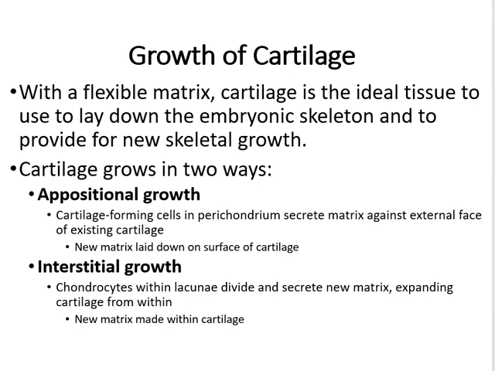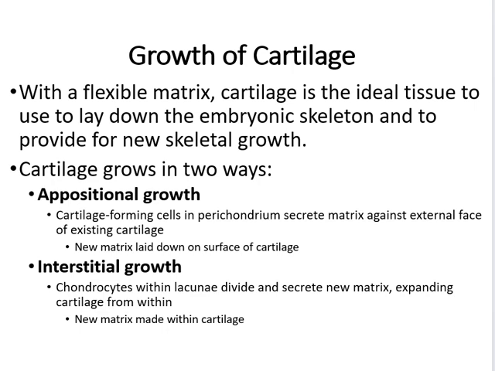We also want to talk about the growth of cartilage because it is a flexible matrix. It's a great tissue to lay down essentially as the basis for the embryonic skeleton because it's maneuverable, it can bend. Eventually, it will ossify and turn into skeletal growth. And so, for that reason, because most bone has a cartilage model before it turns into bone, cartilage growth is going to match skeletal growth. And cartilage grows in two ways: appositional growth and interstitial growth.